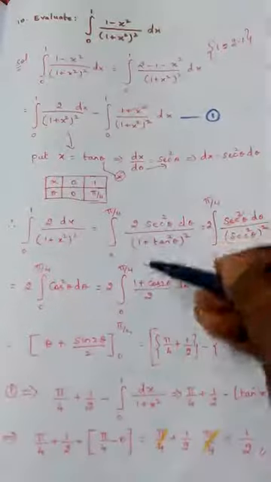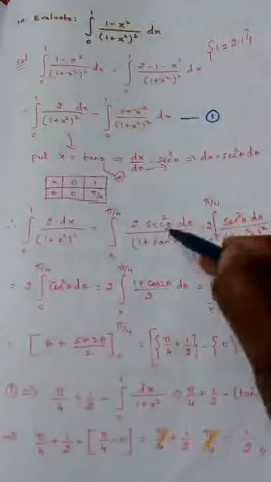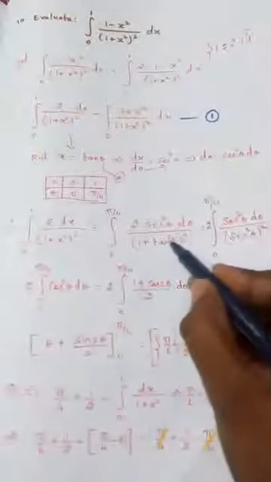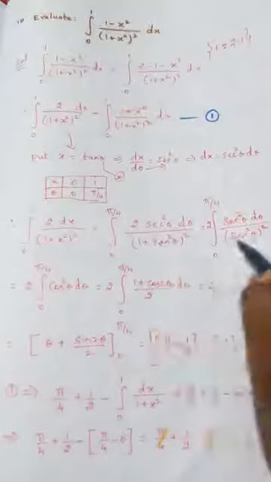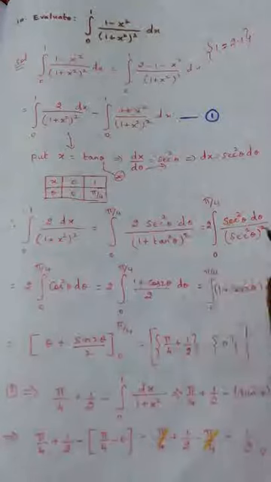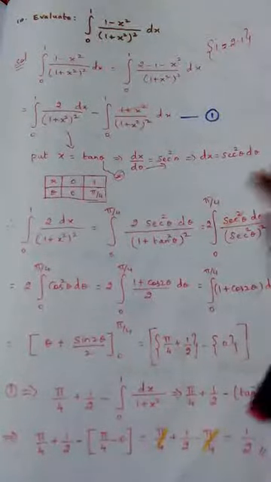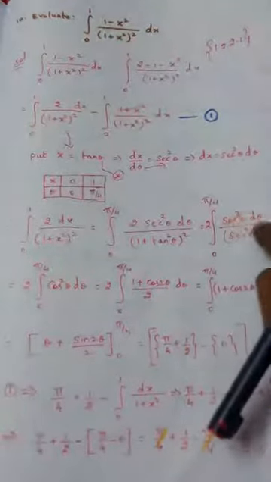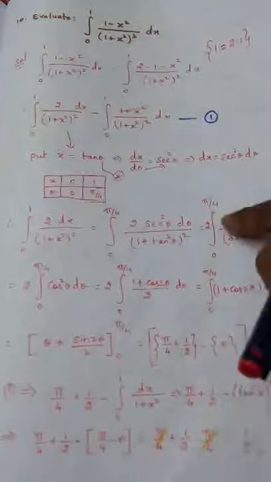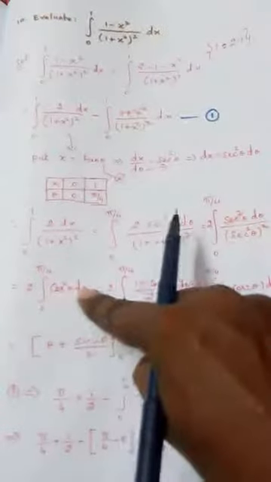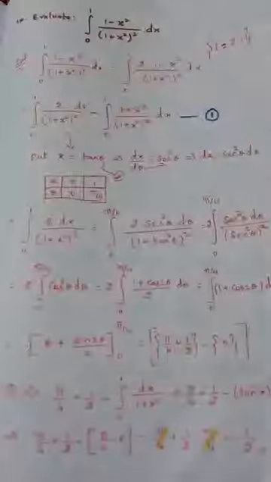Try to understand. Now 2 constant taken outside, secant square theta d theta, and the formula for 1 plus tan square theta is secant square theta. Trigonometric formula, 1 plus tan square means secant square, and this whole square is present. So this and this will get cancelled. So only d theta is present in the numerator, and in the denominator secant square theta is present. When it comes to the numerator, it becomes cos square theta, right? So this comes to the numerator and becomes cos square theta d theta.